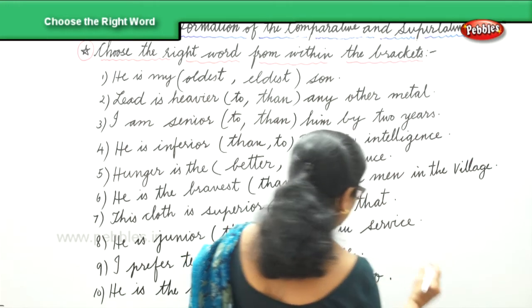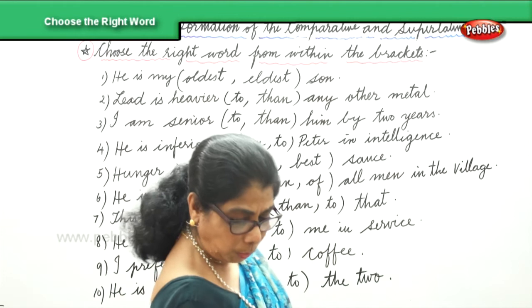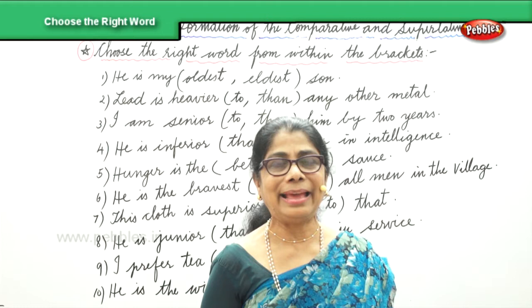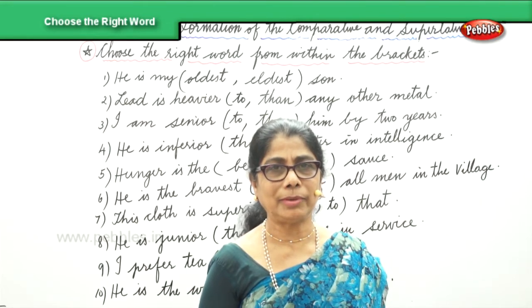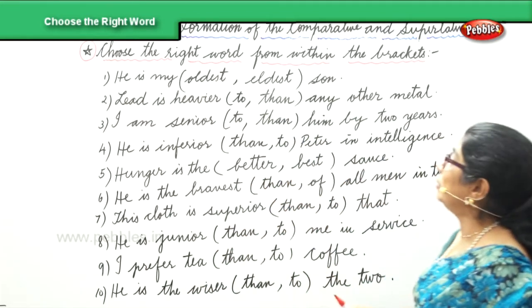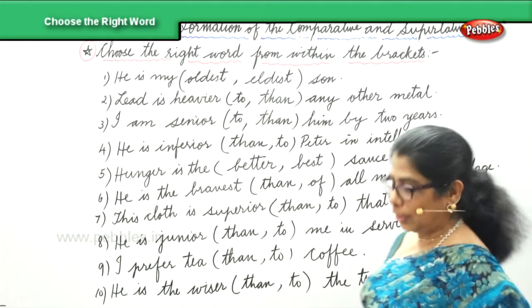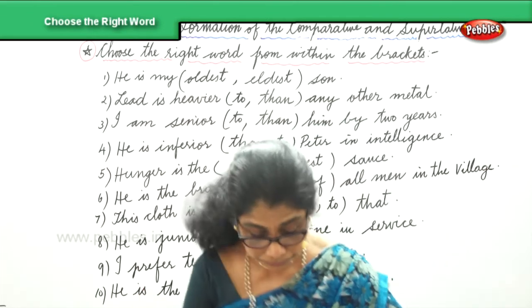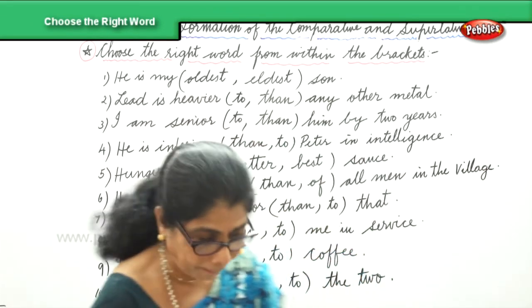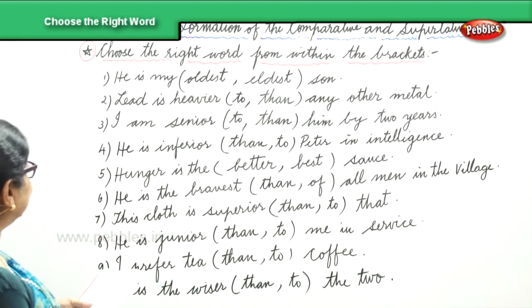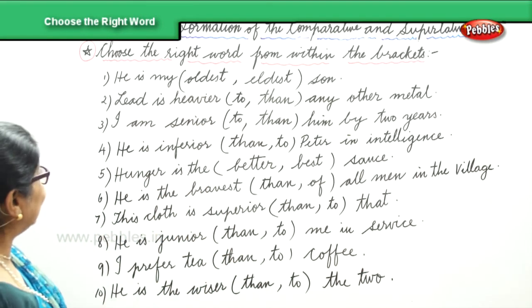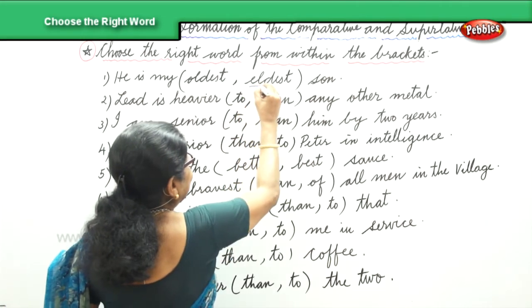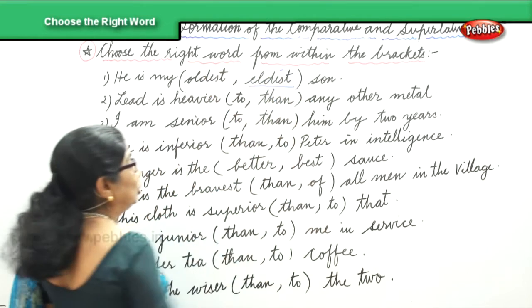Okay. I have 10 sentences here, and what we are going to do is we're going to read aloud and strike off the wrong word from the bracket. Okay? So we're going to choose one from the bracket, and then the other one we'll strike it out. Now, let's read aloud. He is my eldest son. What is the right one? He is my eldest son, not the oldest.